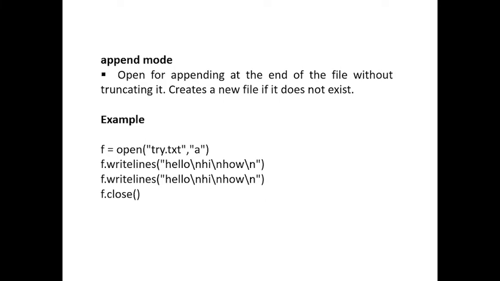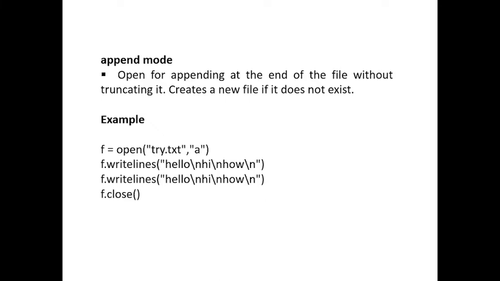Next, append mode. Open for appending at the end of the file without truncating it. It creates a new file if it does not exist. So by using append mode, we can add data to an already existing file. If the file is there, at the end we can add the new data by using append mode. If that particular file does not exist, then it will create a new file with that name. So this is about the append.